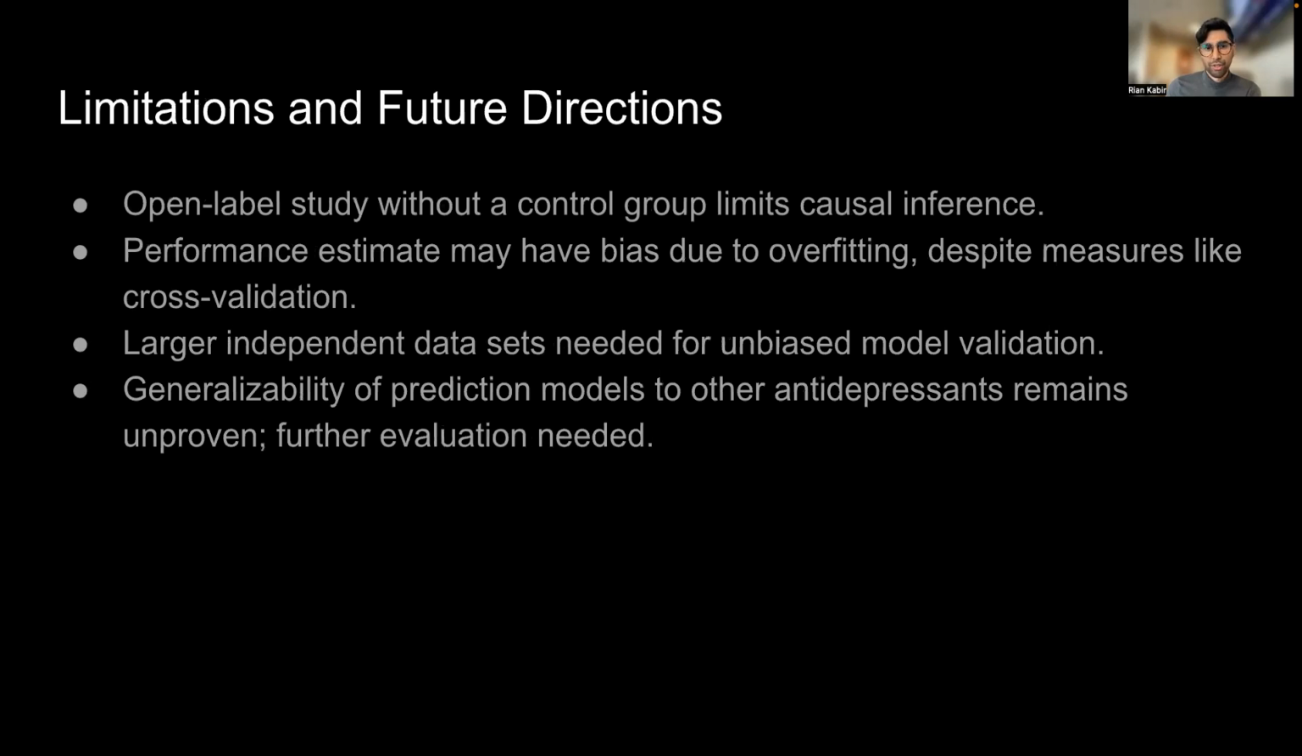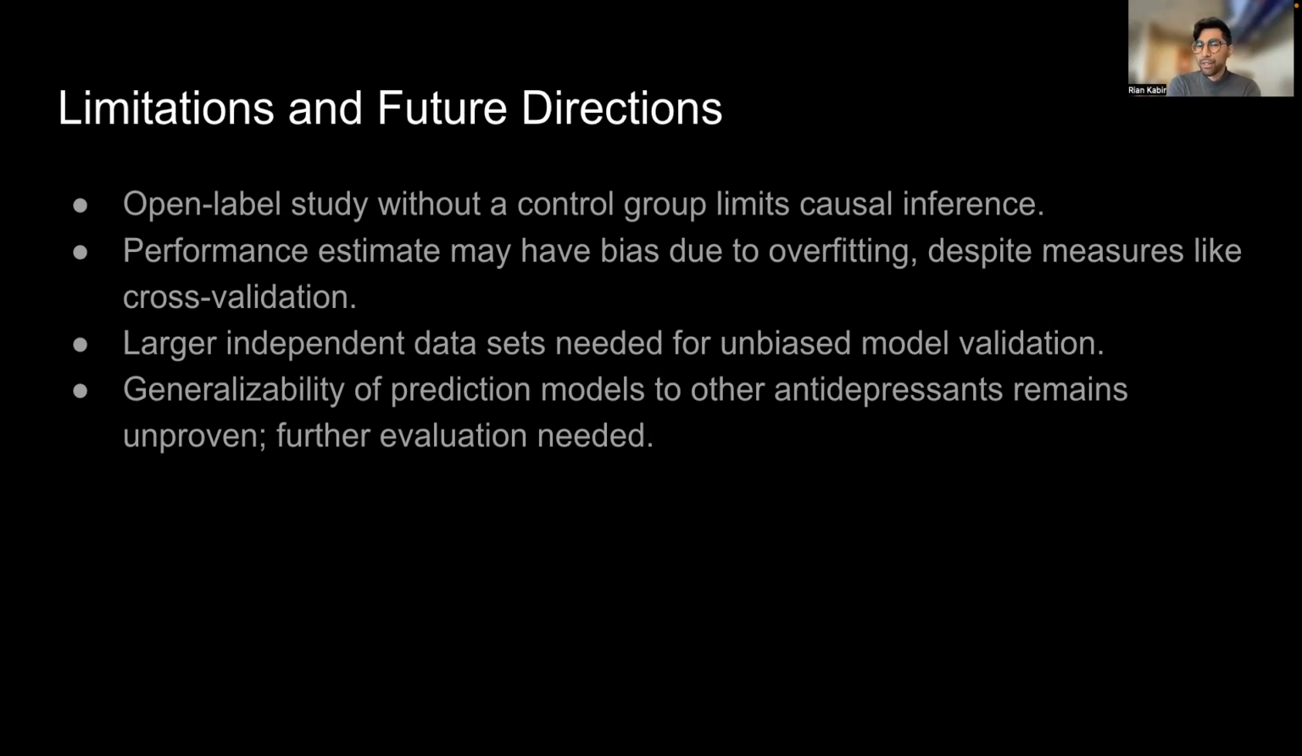But what are the limitations here? So this is an open label study that does not have a control group. So there's no way you can probe causal relationships here. Despite the fact there was cross-validation, again, there was tenfold cross-validation. You did this process 10 times. You did feature selection. You have a leave out site, so one site that didn't go into the training model.